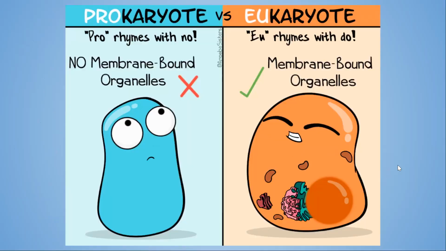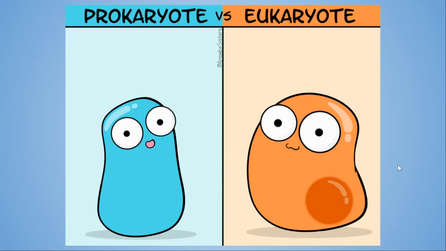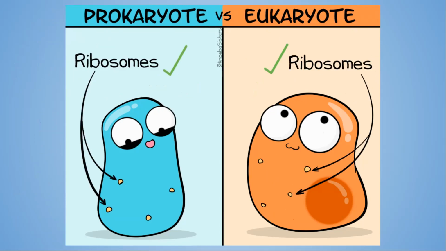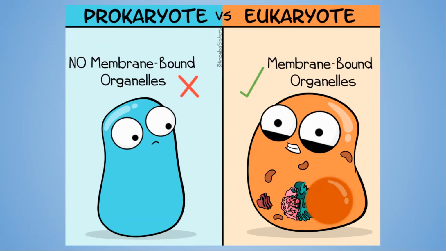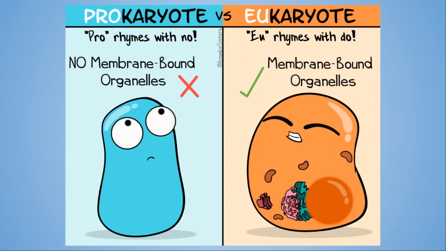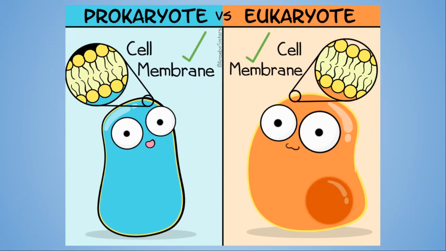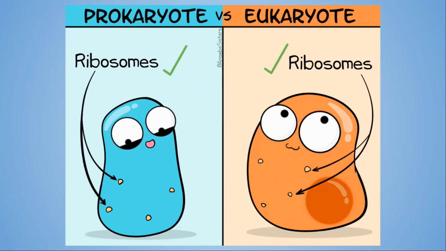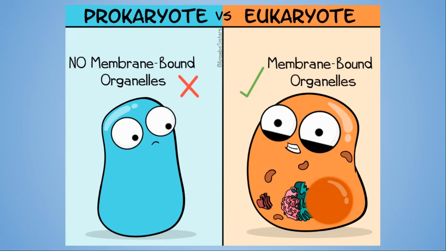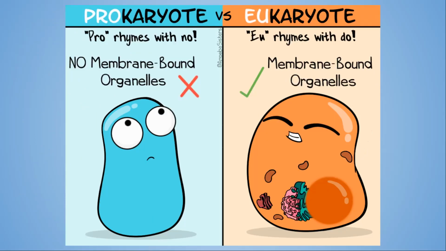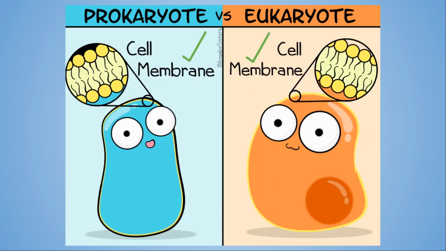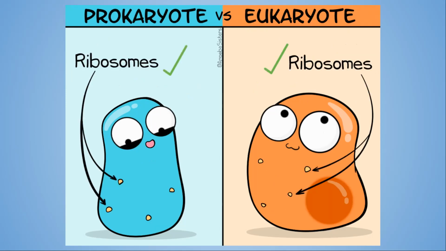Okay, so again, pro rhymes with no. So remember, no membrane-bound organelles. They're going to have DNA free-floating in the cytoplasm, but eukaryotic cells will have DNA that is in the nucleus. So both of them are going to have DNA. They're just going to be located in different areas. Both of them are going to have ribosomes. The prokaryotic is not going to have any membrane-bound organelles, while eukaryotic cells do have membrane-bound organelles.